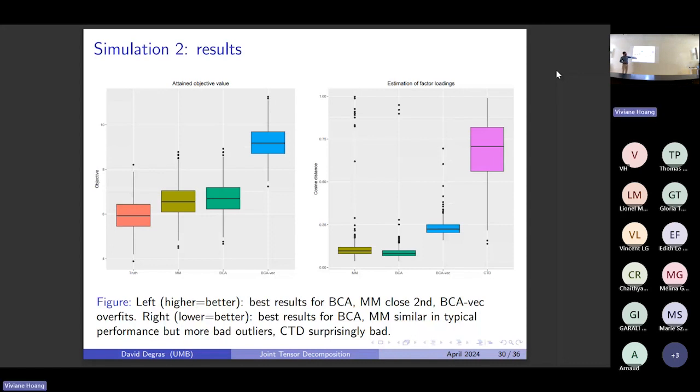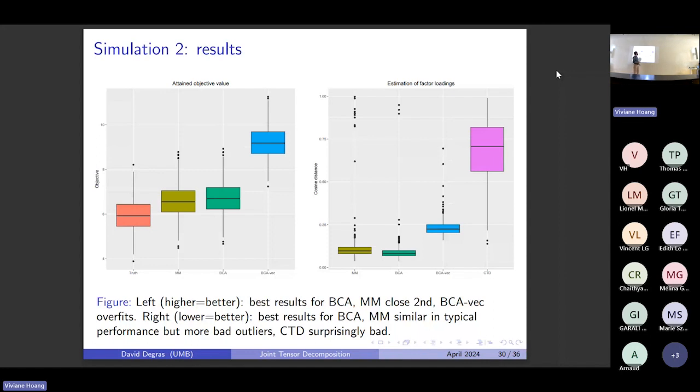And this is what happens if you vectorize the data. So you get a much better objective. Of course, because if you vectorize the data, you remove the tensor constraint. You don't have a rank 1 tensor. You have just one big vector. So you can only do better. So okay, you do much better, but you pay a price. And the price that you pay is seen in that figure.